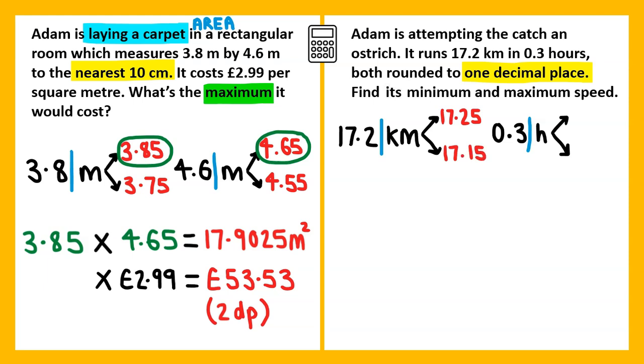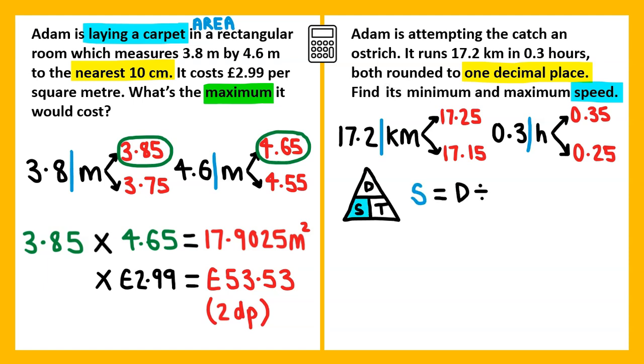For 0.3, my upper bound would be 0.35 hours, and my lower bound would be 0.25 hours. Since I'm finding the speed, my speed distance time triangle might be helpful. So the speed will be equal to the distance divided by the time. In this case, I need to find the minimum and the maximum.